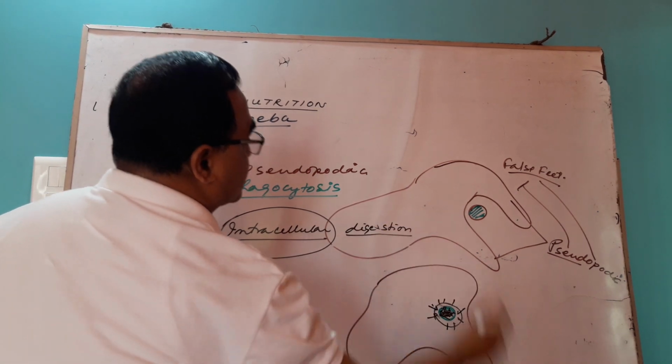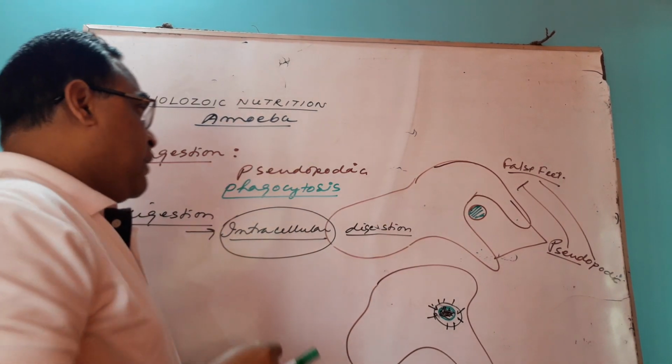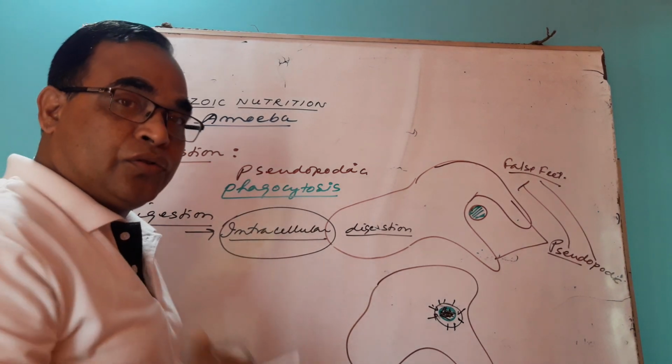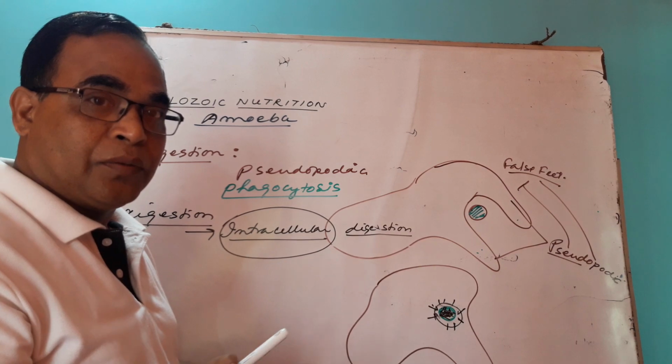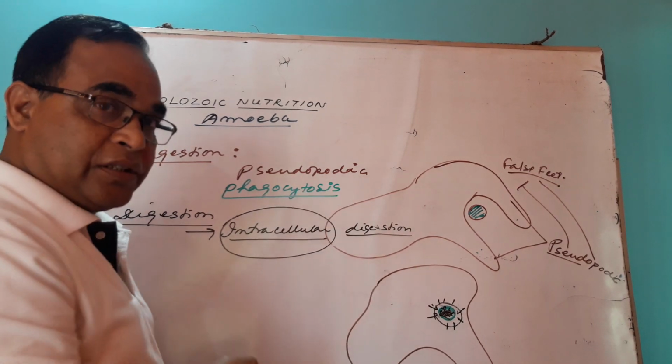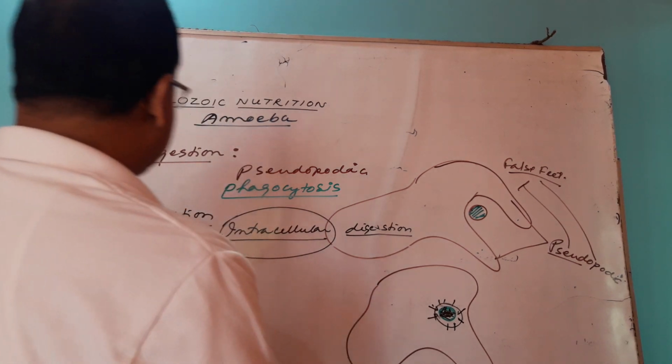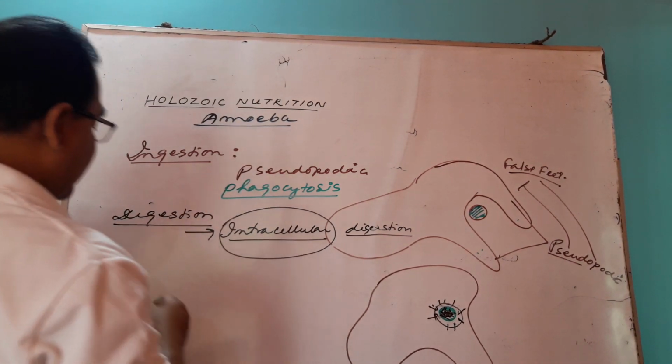So intracellular digestion, because within the cell, as amoeba is a single-celled organism, there is no particular system, there is no particular organ for digestion. So this happens within the cell, that is why it is called intracellular digestion. What is the next step?